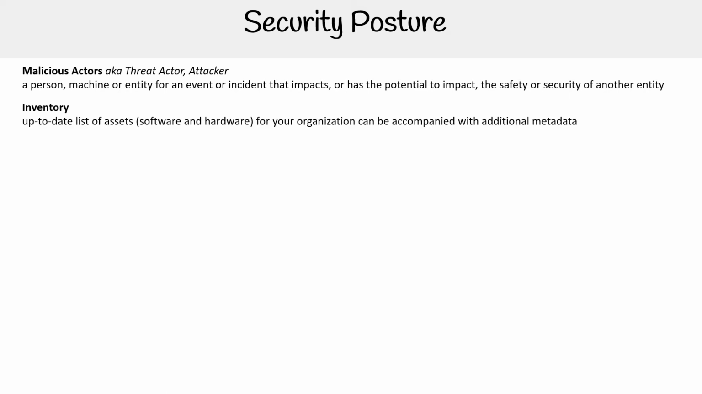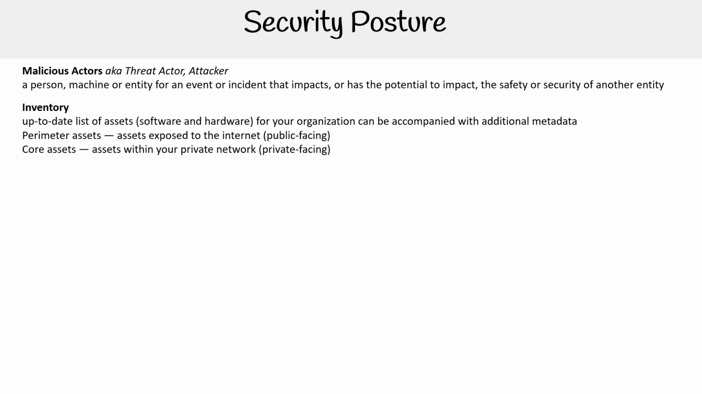Inventory. So an up-to-date list of assets, software, and hardware for your organization that can be accompanied with additional metadata. There are different kinds of assets in our inventory. So we have perimeter assets, assets exposed to the internet, so public facing. Core assets, assets within your private network, private facing.